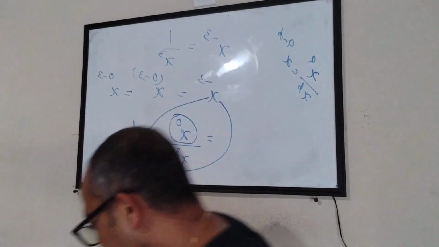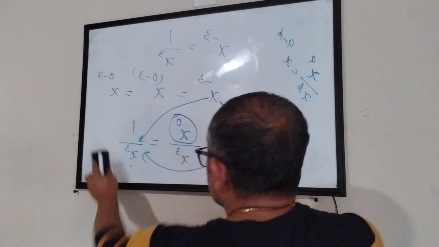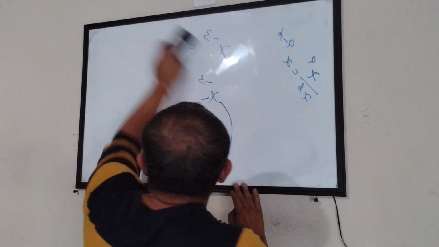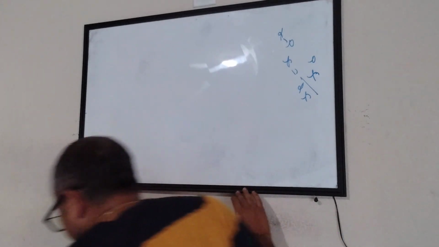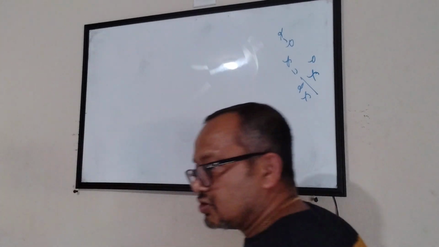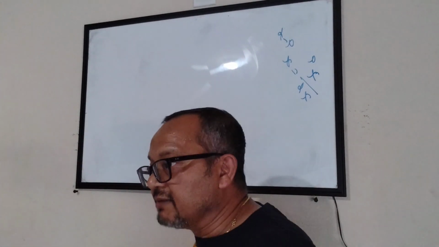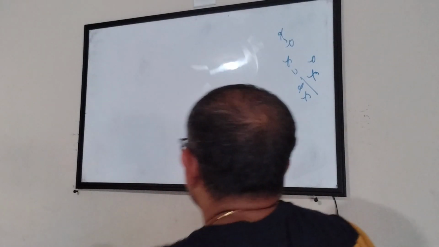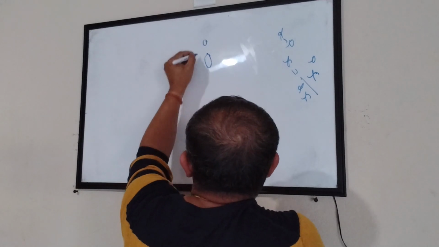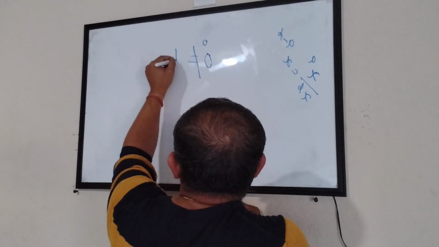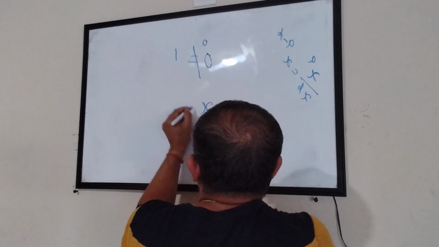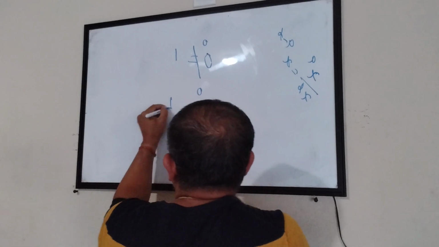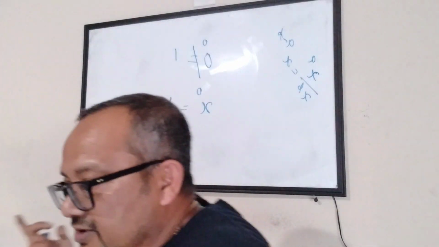Now, I told you guys x to the power 0 is 1. Any number in the world, be it 1, be it 0.02, be it 10 billion, to the power 0 is 1. Except 0. 0 to the power 0 will not be 1. But anything else to the power 0 will be equal to 1. But why?